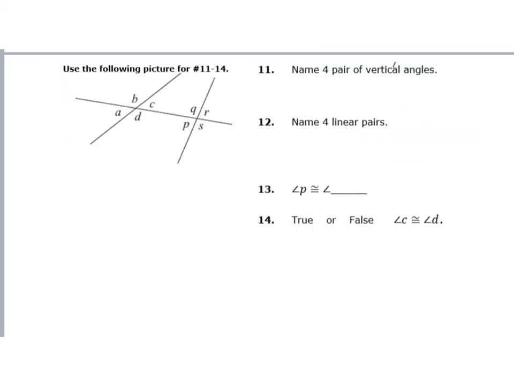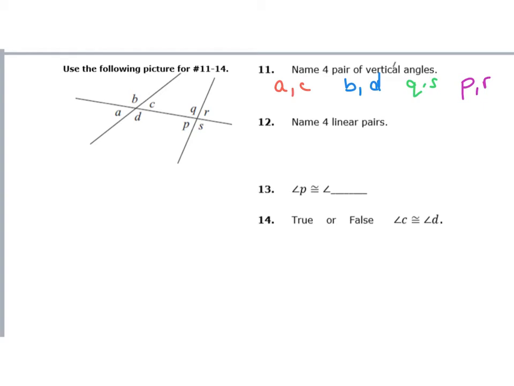Number 11. I want to name 4 pairs of vertical angles. So when I look at this picture, remember vertical angles are angles that are across from each other. So A and C, B and D, that's a D, Q and S, and my last one, P and R.